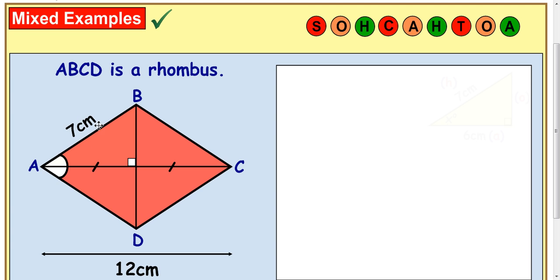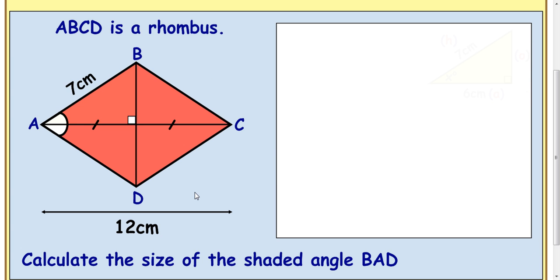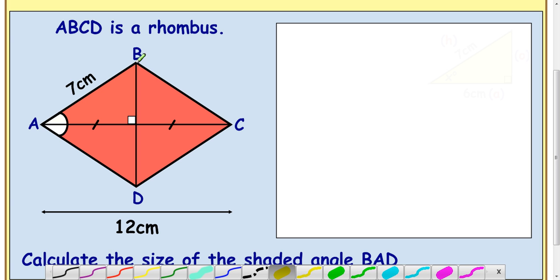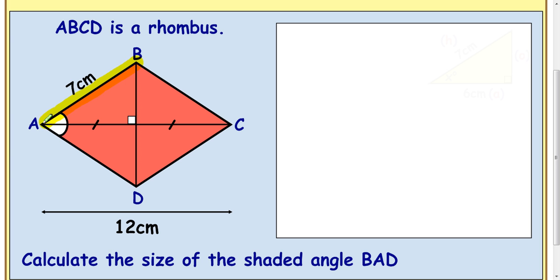ABCD is a rhombus. We have a diagram here, given 7 in this diagonal, and we're told that this length and this length are the same size. We should know that from the rhombus anyway, and it is 12 along from A to C. Calculate the size of shaded angle BAD. Now, shaded angle BAD, start at B, you go to A, and then down to D. So it's this angle in here.